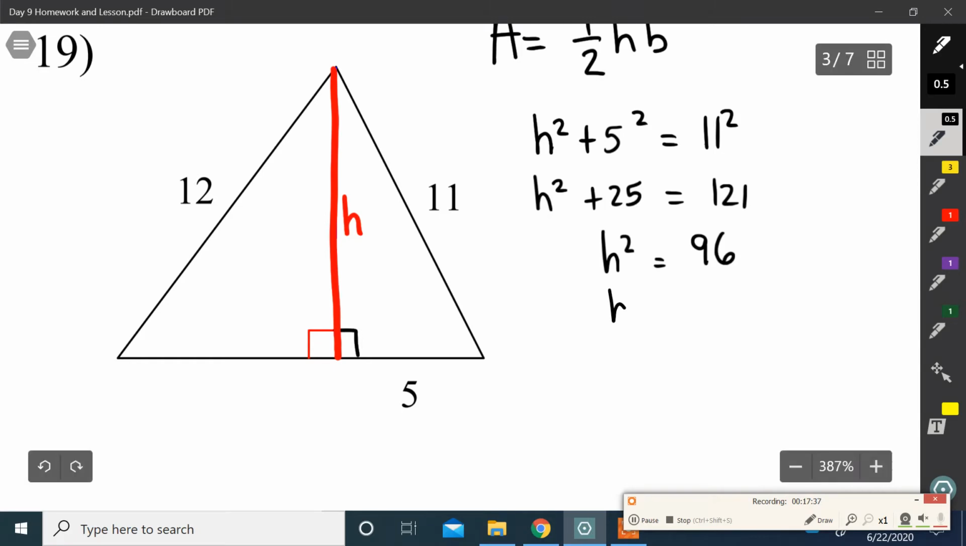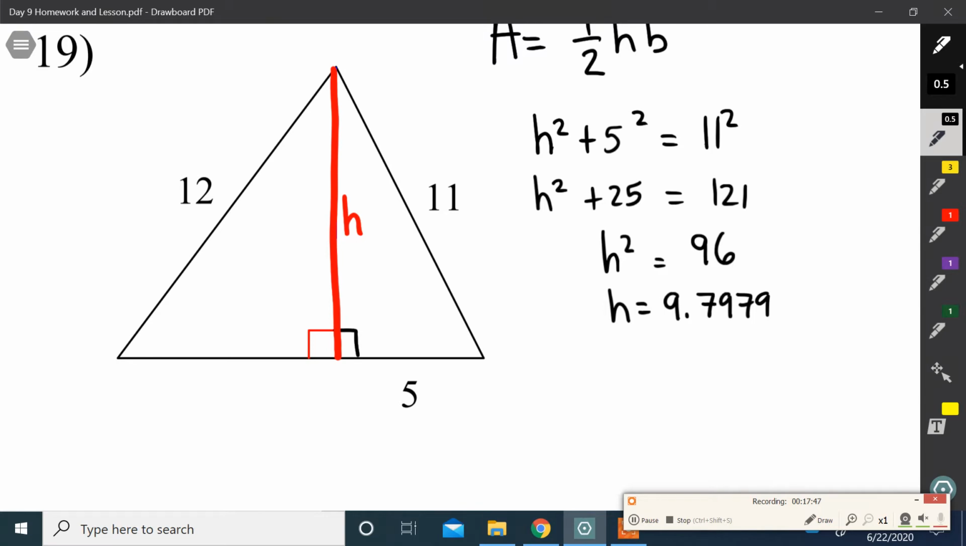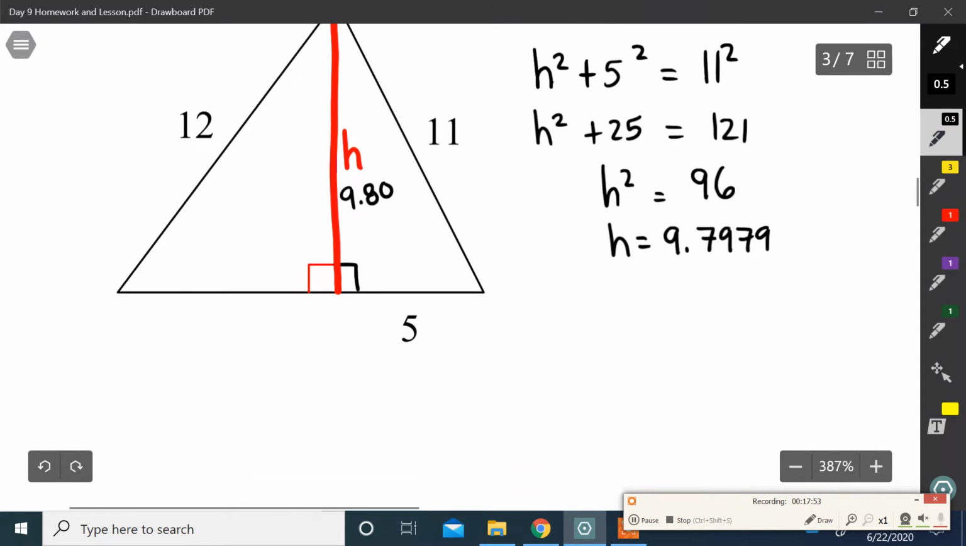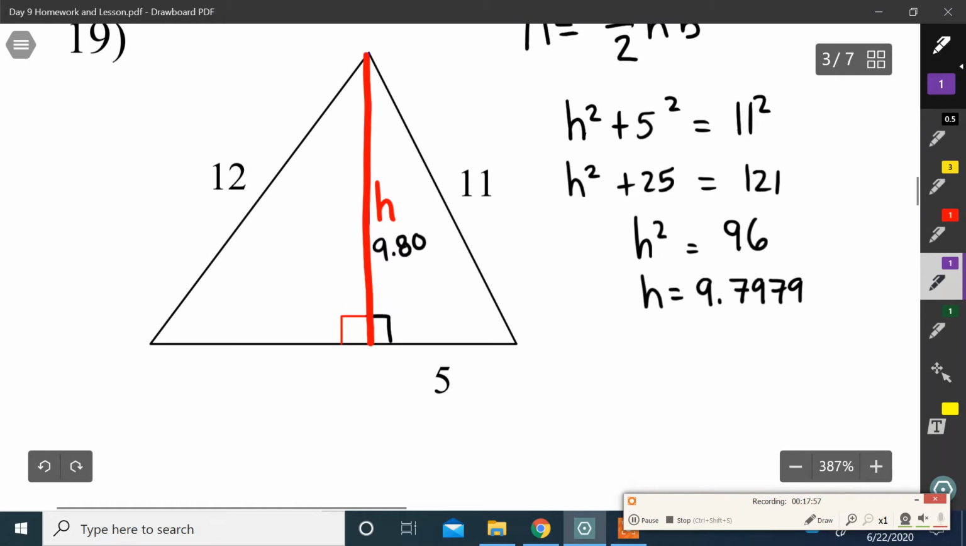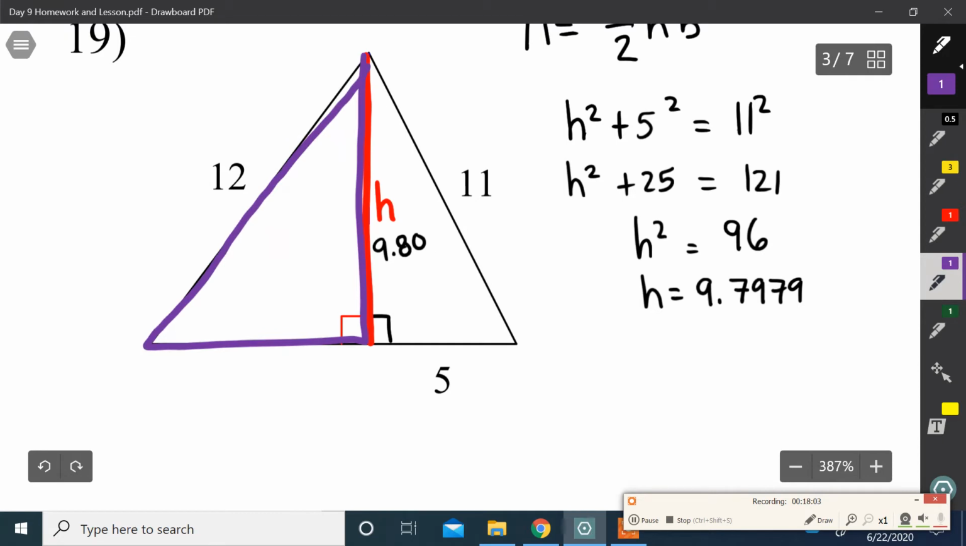And that's going to give me h is equal to 9.7979. Okay, so I'm just gonna say it's 9.80. Okay, so this right here will be 9.80. All right, so now I'm going to go ahead and use that 9.80 to solve this triangle right here.